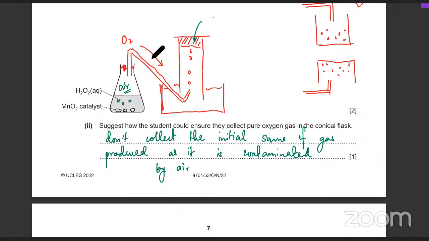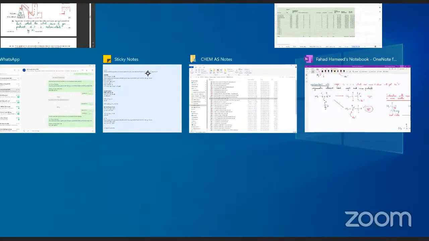The only thing, I guess, is you just have to label this, and in every gas collection experiment, make sure that it's leak proof. There are no gaps anywhere.